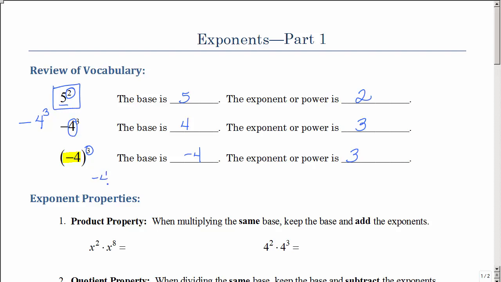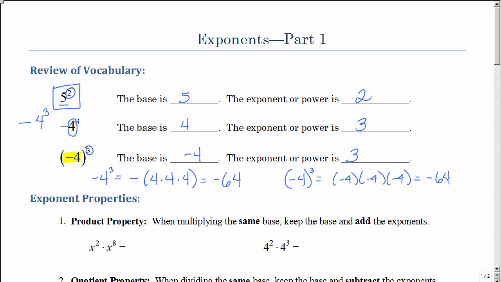All right, if I have -4 to the third power, that means negative of 4 times 4 times 4, which would be -64. But if I have -4 to the third power in parentheses, that means -4 times -4 times -4. Well, in this case, you have an odd amount of negatives. It's still -64. But if that exponent was even, it would be different. Just be careful.